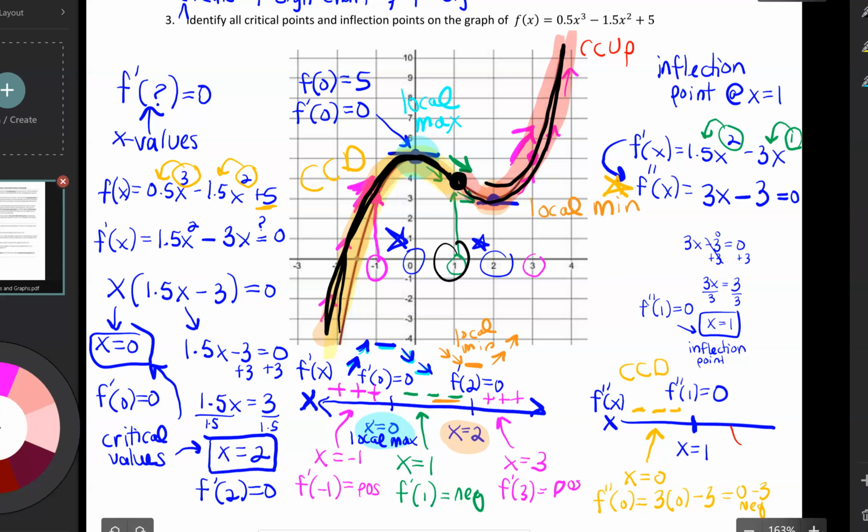And then if I pick another number like x equals 2, and I put that into the second derivative, that would be 3 times 2 minus 3. That'd be 6 minus 3. That'd be a positive number. So positive values anywhere there will be concave up.